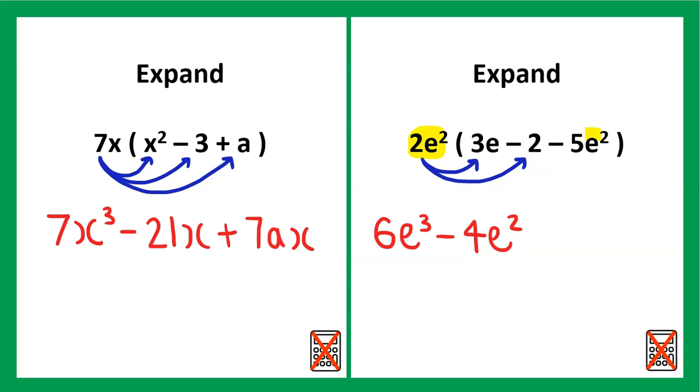And lastly, we need to multiply 2e squared by 5e squared, separated by a subtraction. 2 times 5 is 10, and e squared times e squared will give us e to the power of 4.